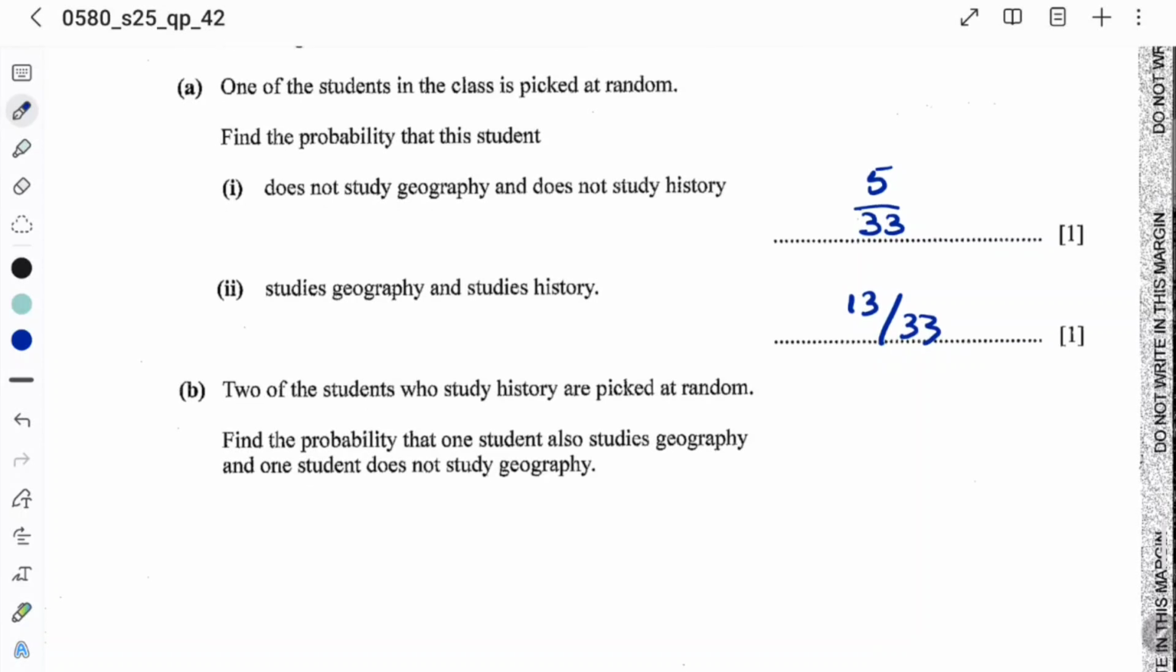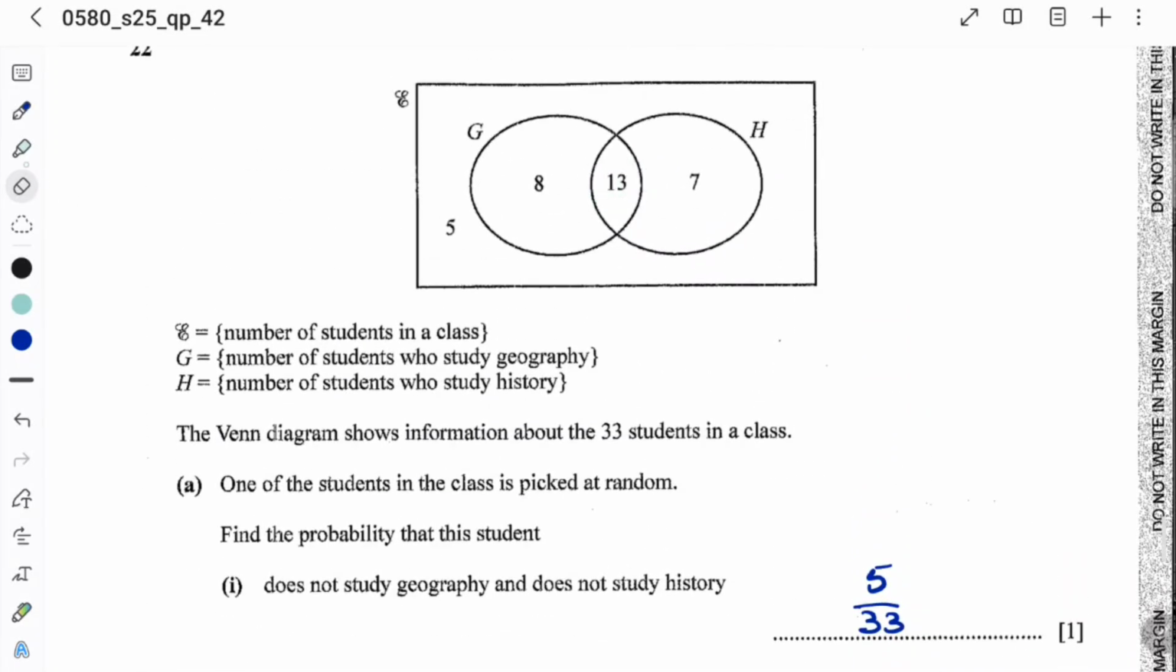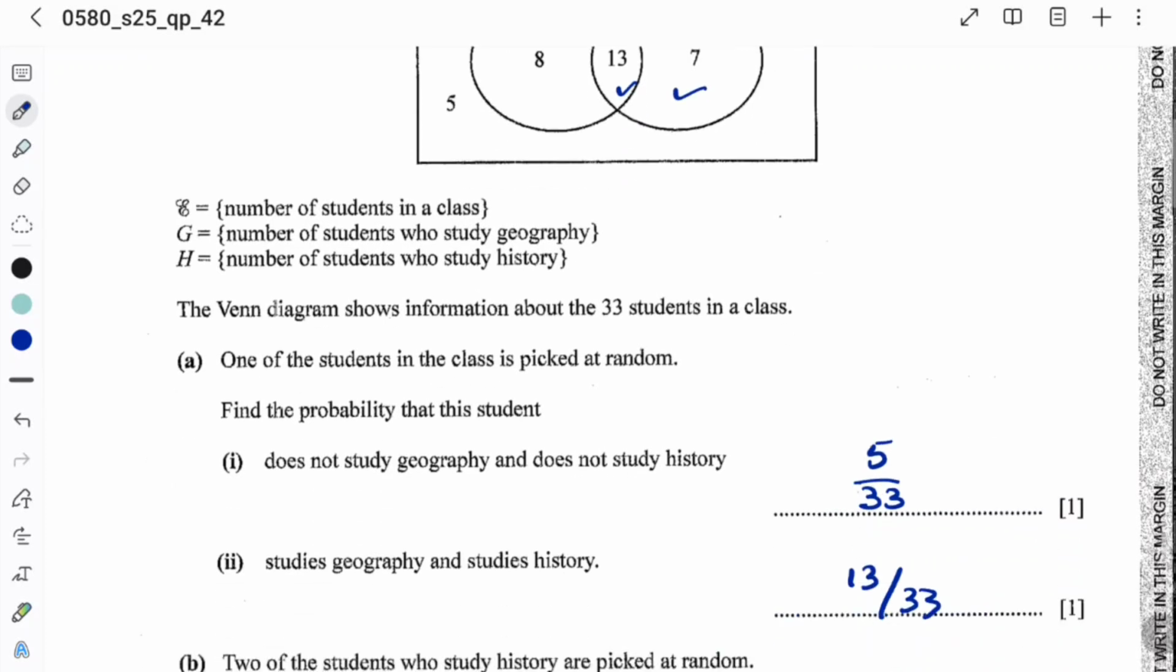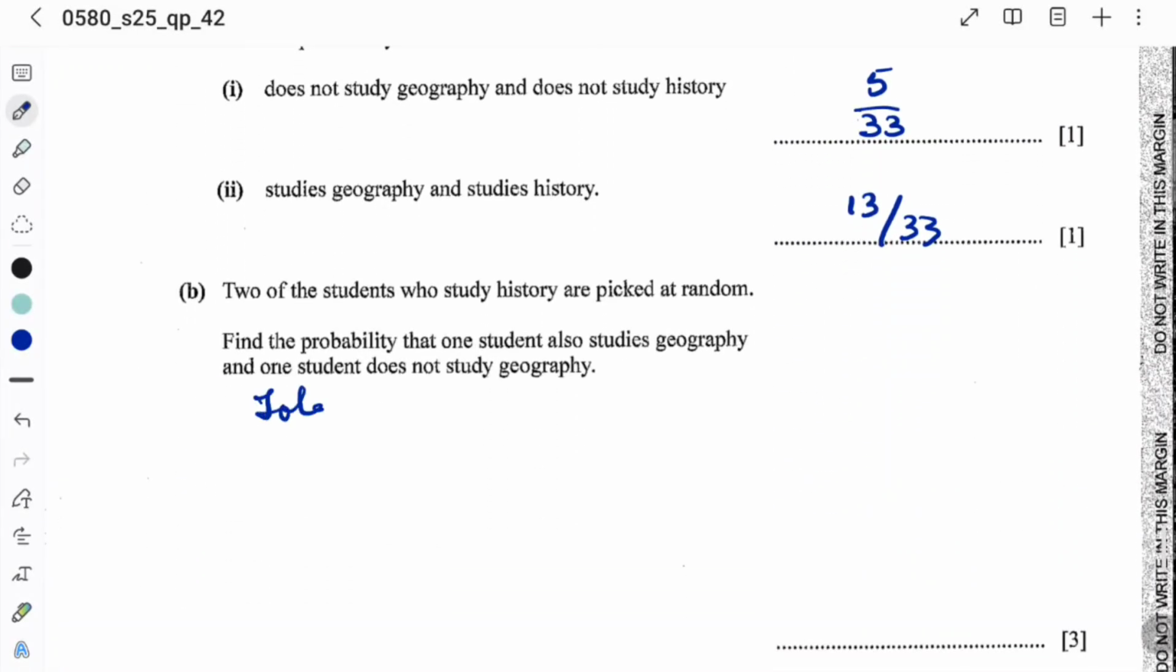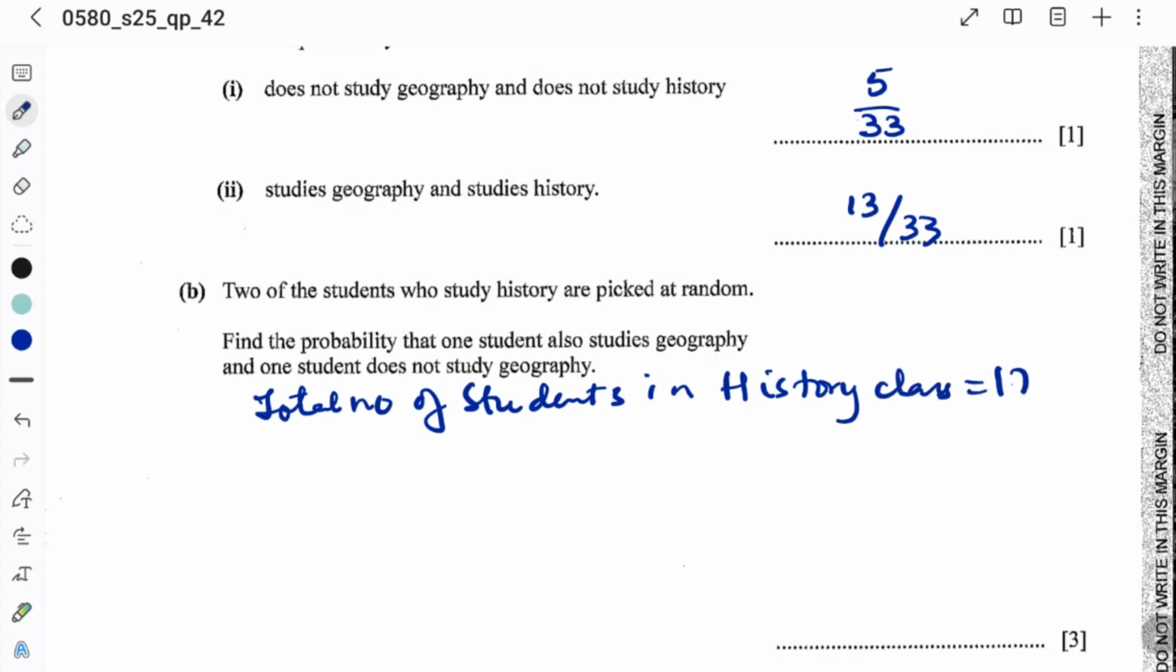Part B, 2 of the students who study history are picked at random. In the denominator, because it was out of the class, we took 33. Here it is out of history, and we can see how many students are in history: 13 and 7 means 20. So the total number of students in history is 13 plus 7, which is 20. So we have to choose from these 20 students.